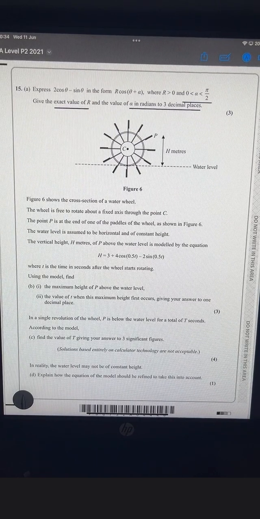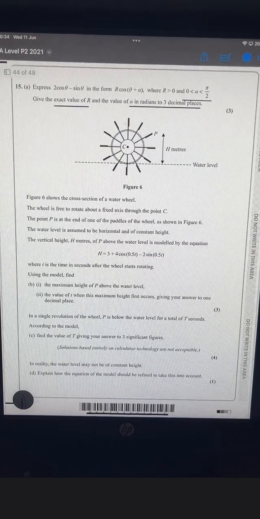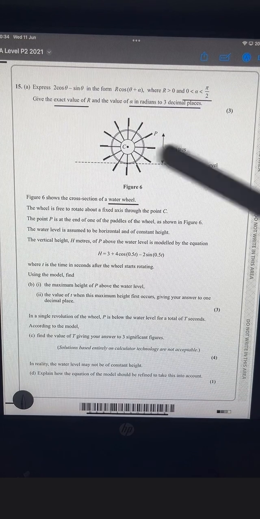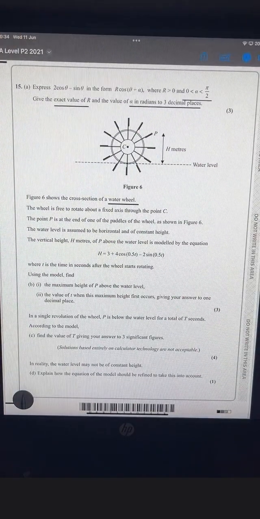Okay. So I've got a big fat wheel here, and it's telling me figure 6 shows a cross section of a water wheel. They've had a lot of water-based questions in this exam. The wheel is free to rotate about a fixed axis through the point C. This basically just means it's rotating in one axis. So imagine this is the wheel, it's rotating around like this. It's not going off at an angle like that. All right, that's just what it means. The point P is at one end of the paddles of the wheel as shown in figure 6. So there's P over there. The water level is assumed to be horizontal and of constant height. So yeah, the water wheel is in the water.